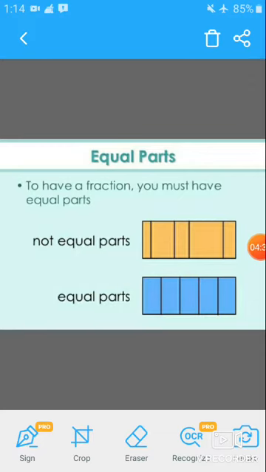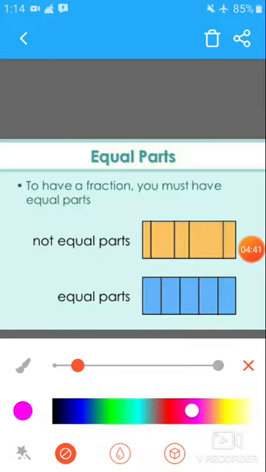So students, first of all, we are going to discuss about equal parts. To have a fraction, you must have equal parts. Students, here, look at this picture. This picture has not equal parts. And in second picture, there are equal parts.